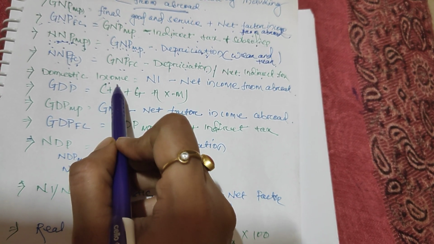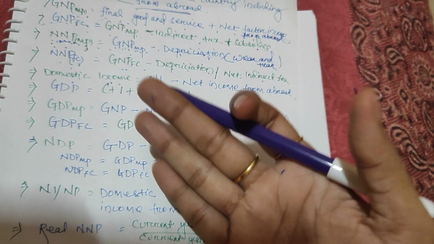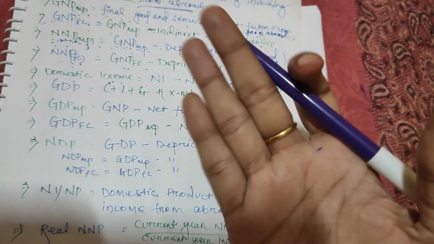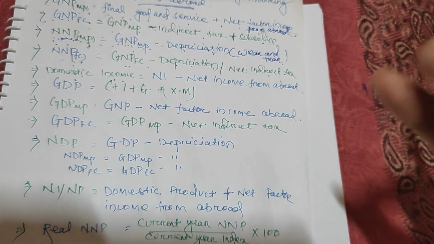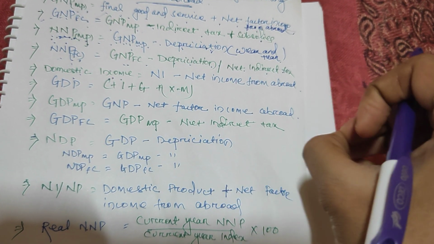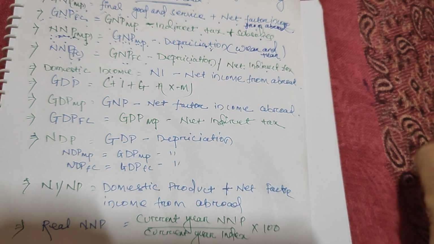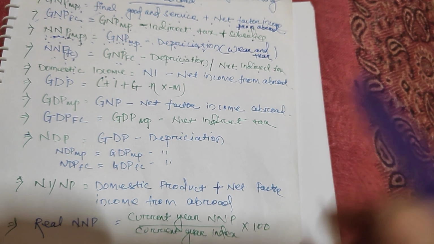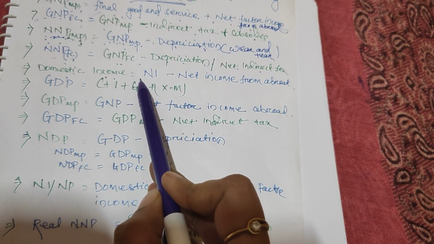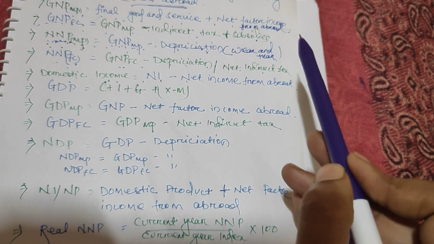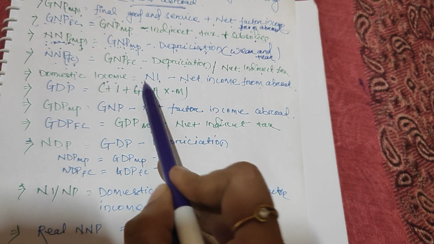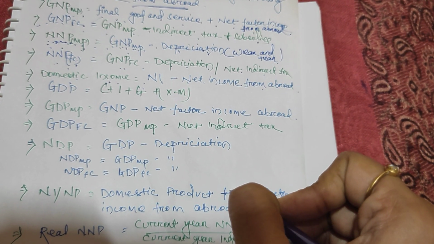Then we will come to domestic income. Domestic income or product is the income generated or earned by the factors of production within the country from its own resources. In short form you can write domestic income equals national income minus net income earned from abroad. It is only the income of our country's people. Get it?